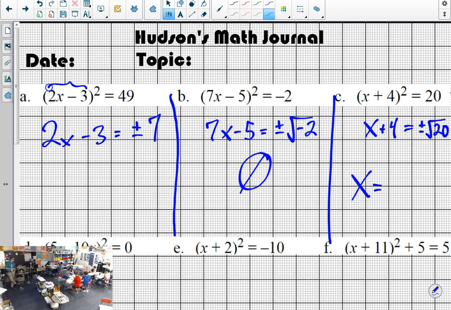0.47213. We don't approximate. Well, it told you to have the approximate and the exact. Okay, give me square root form first. 20 minus 4 equals x. Square root of 20 minus 4. Positive or negative square root of 20, or the square root of positive and negative 5 times 2 and then minus 4.